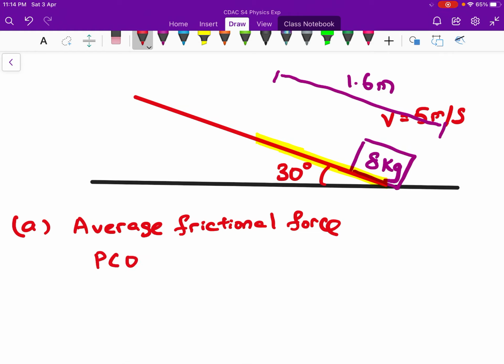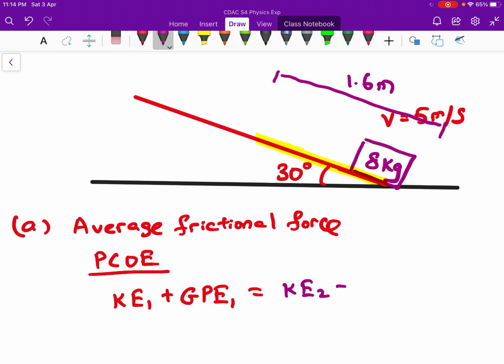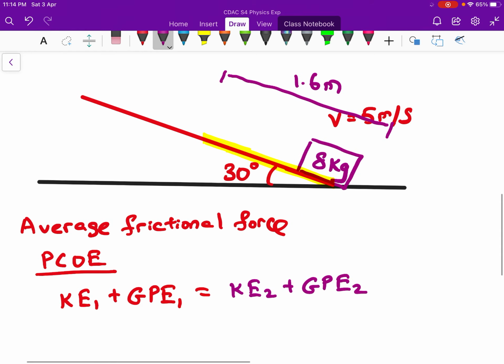Our principle is conservation of energy. This tells us that KE1 plus GPE1 equals KE2 plus GPE2, plus the work done by friction. This is the formula that we must know.